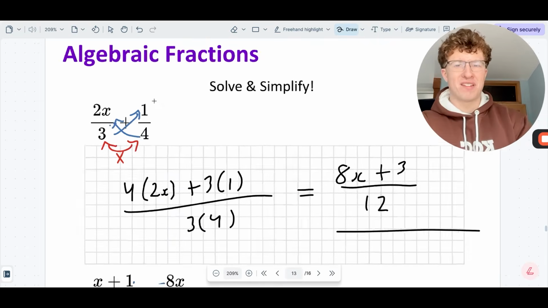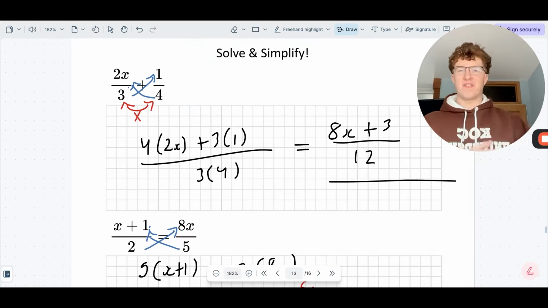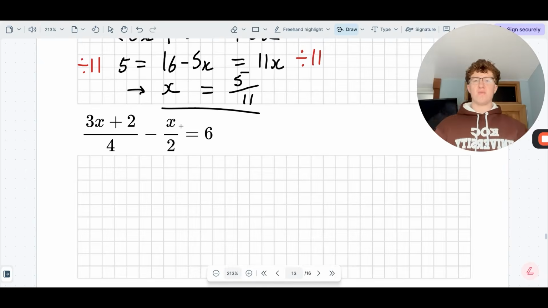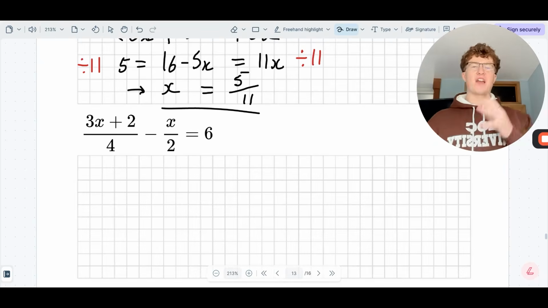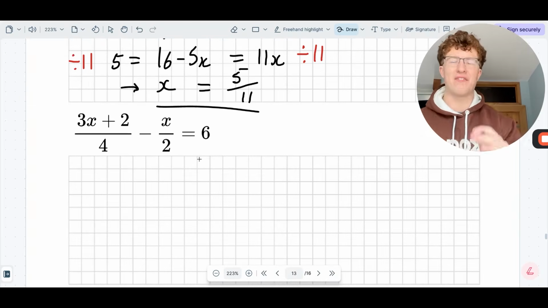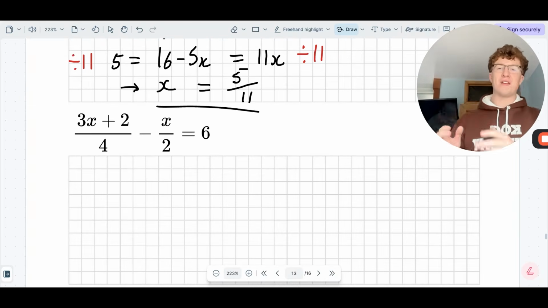The last question, we had a plus sign. We got a simplified fraction. This last question here actually combines them. So the left-hand side, we have fractions minusing each other, and then we have an equals to sign here. So let's deal with the left-hand side first. We're going to deal with those two.